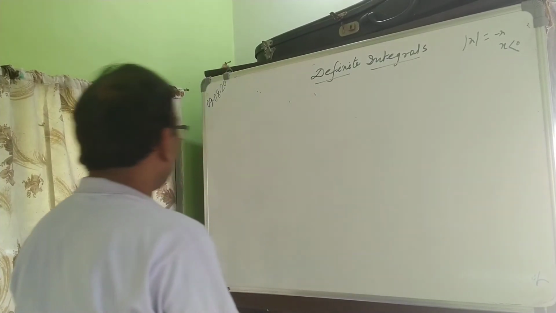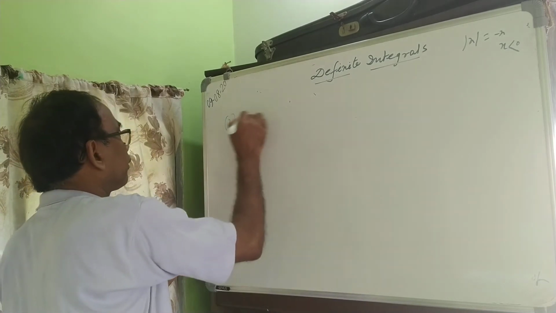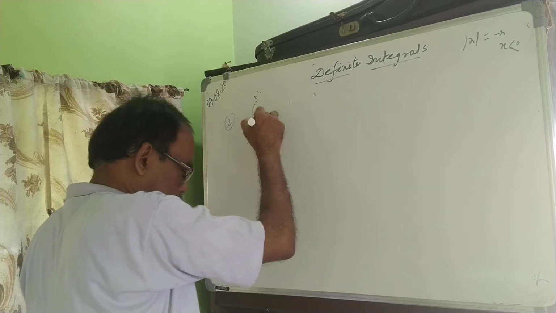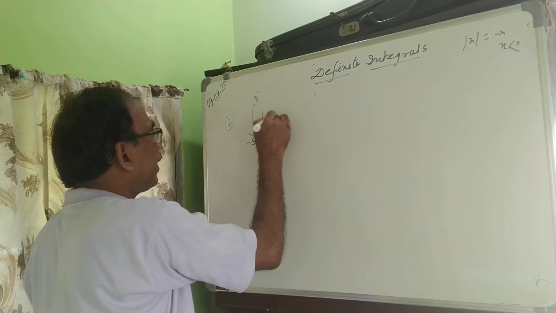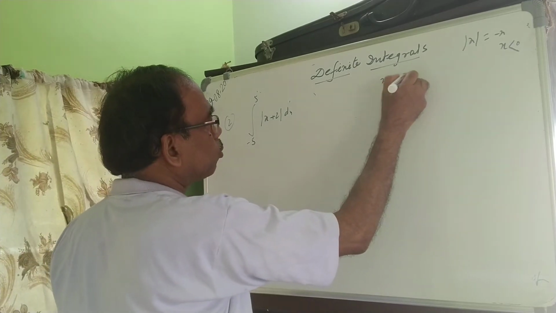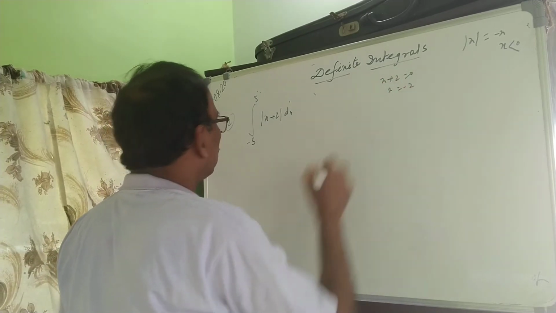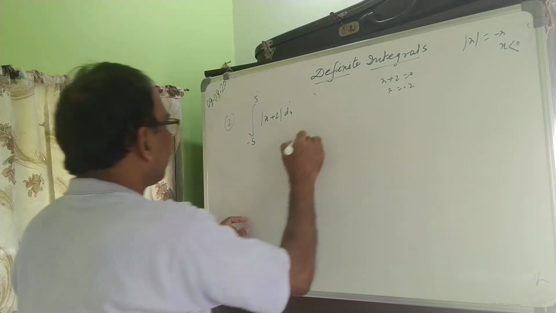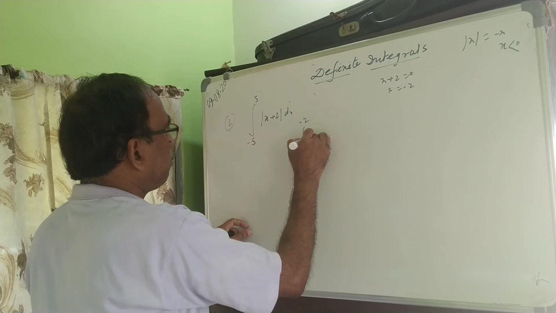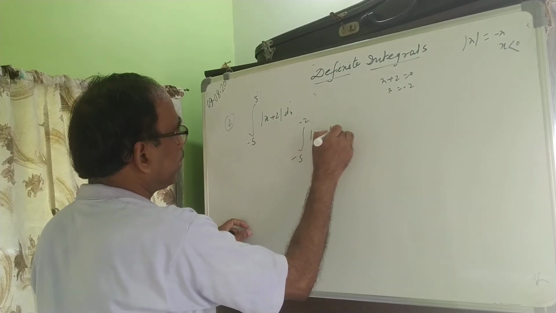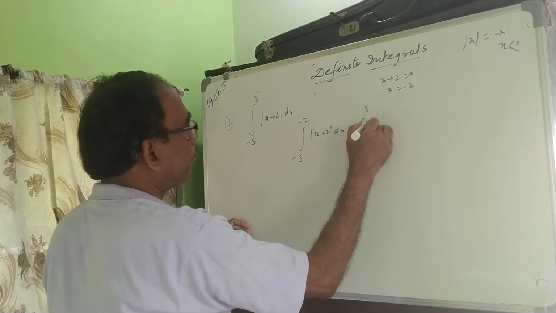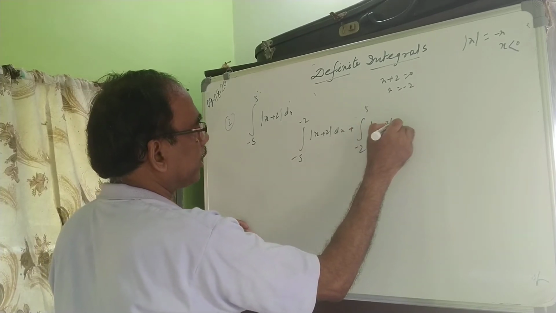Next, sum number 2. Integration from minus 5 to 5 of modulus of x plus 2 dx. Here x plus 2 equals 0, that is x equals minus 2. We break this into two parts, that is, minus 5 to minus 2 of modulus of x plus 2 dx, plus minus 2 to 5 of modulus of x plus 2 dx.